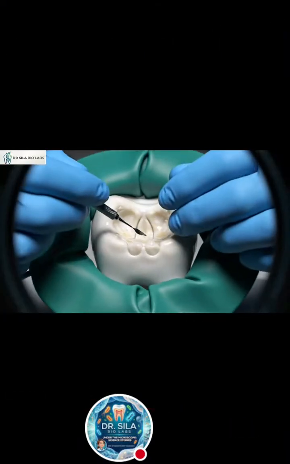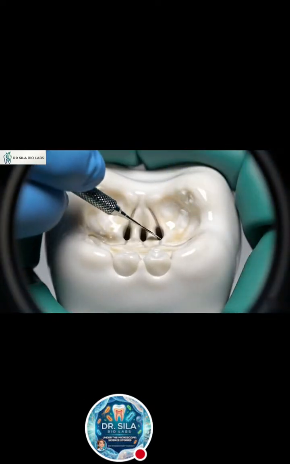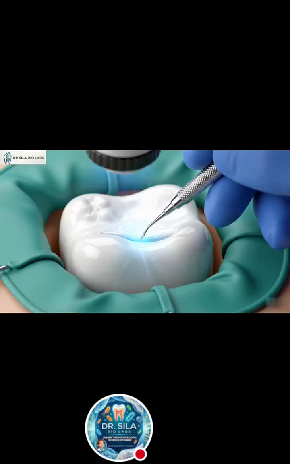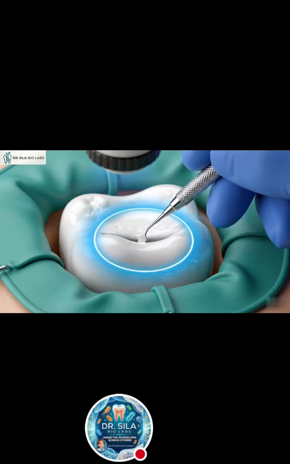The dentist then identifies the entrances to the root canals. Magnification and illumination may be used to locate these tiny openings accurately. To ensure a precise pathway, the endodontic explorer gently glides across the chamber floor.